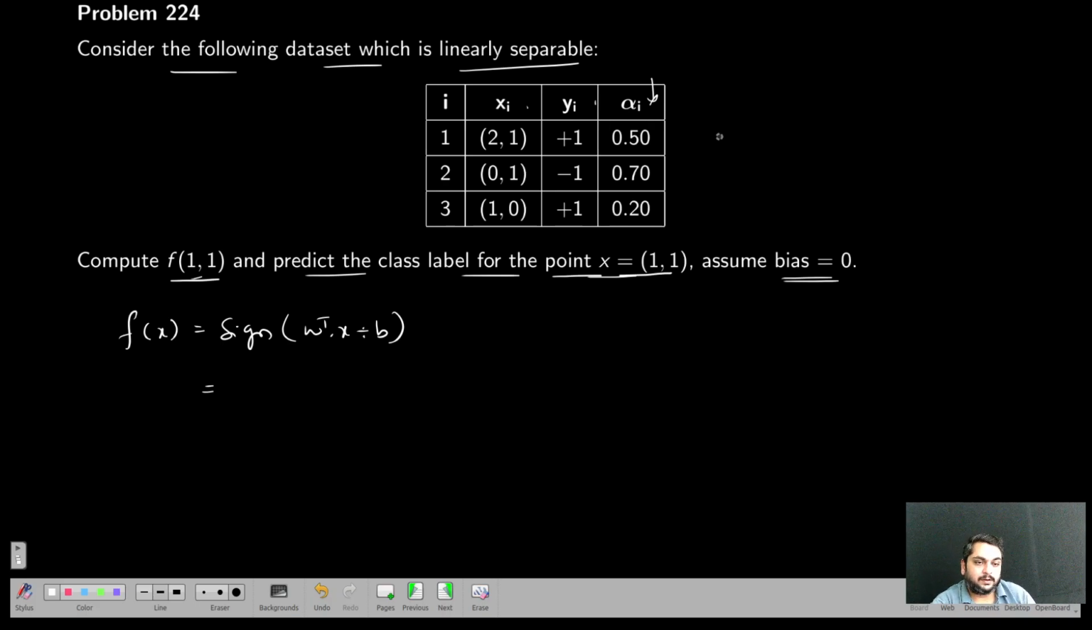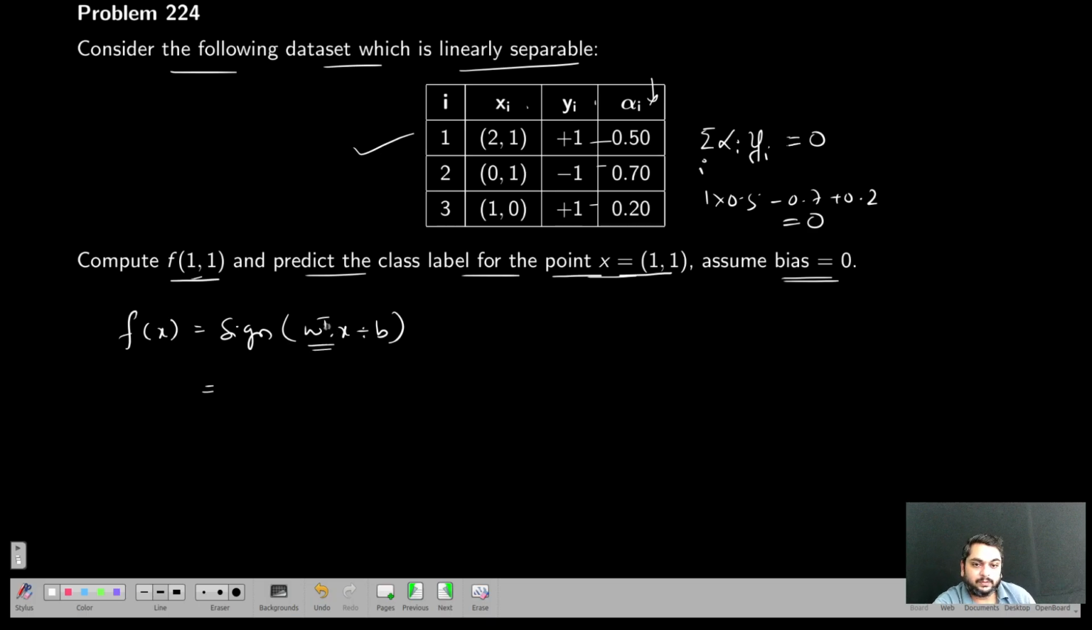If you observe here, what does the dual condition in optimization say? The summation of alpha i yi should be equal to 0. Only then can I solve this optimization problem. Previously, in one problem, you saw the same thing. So first check whether it's possible or not. This will be 1 into 0.5 minus 0.7 plus 0.2. So this is 0, so I can optimize this data and find the optimal hyperplane for it.